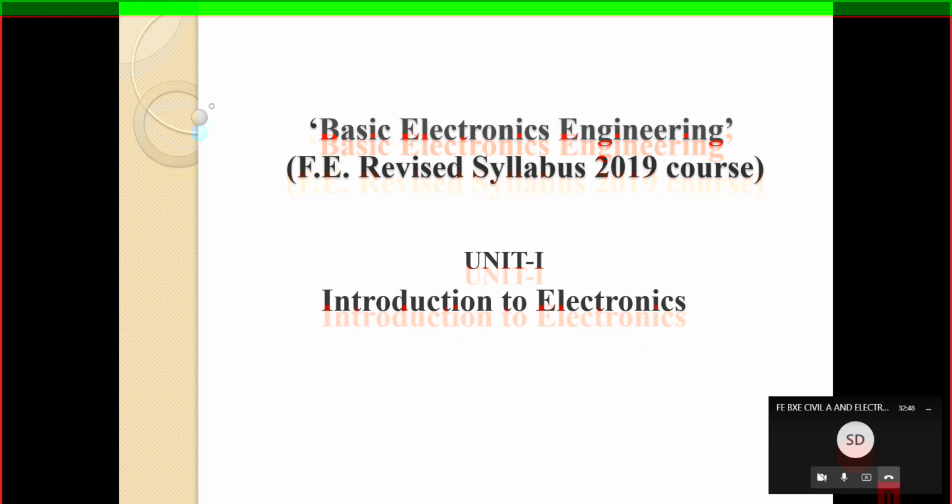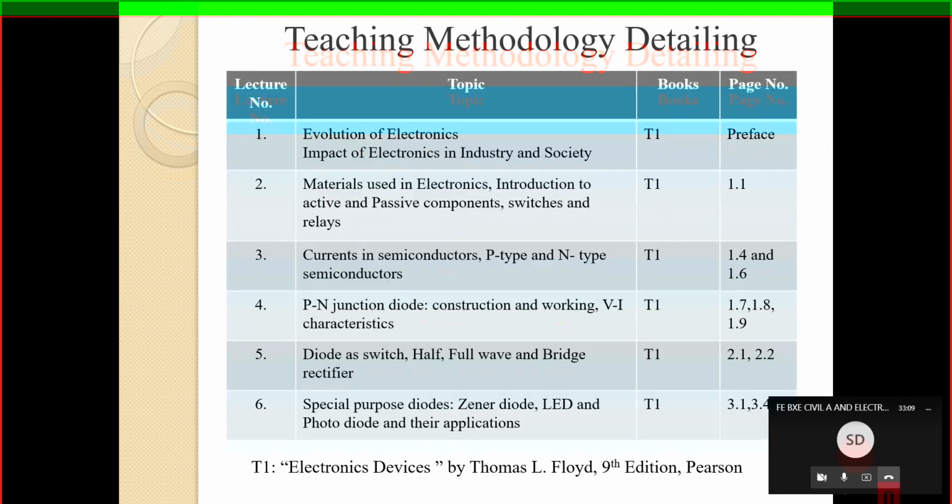Today we will learn about the introduction to electronics. Myself, Smita Takalkar, assistant professor in the ENTC department. Today we will learn introduction to electronics in the subject of Basic Electronics Engineering, in the 2019 course for the revised syllabus in BXC.